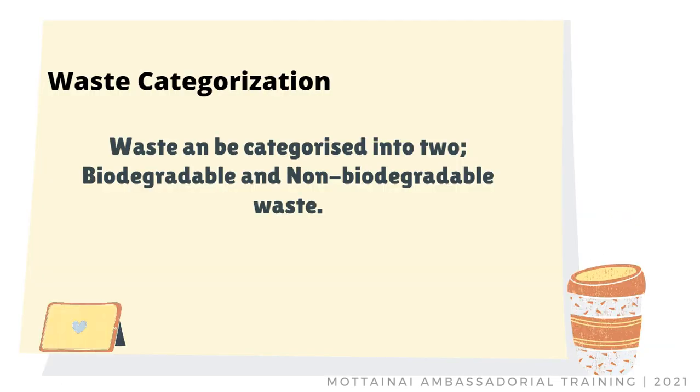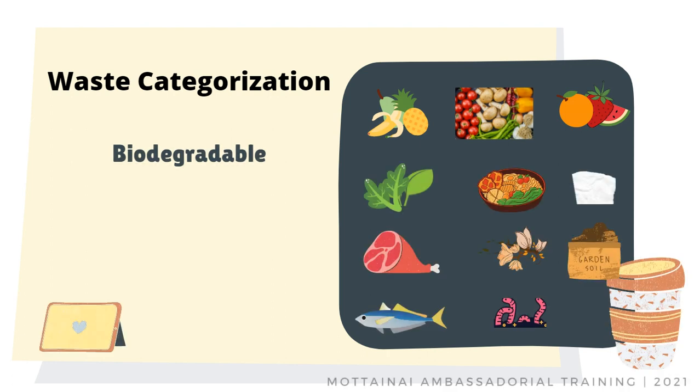Waste can generally be categorized into 2: biodegradable waste and non-biodegradable waste. Biodegradable waste is any kind of product that can be easily broken down by water, oxygen, or microorganisms into simpler units and decomposed, returning to the soil. Examples are fruits, vegetables, meats, fish, garden waste, paper waste, and human waste.